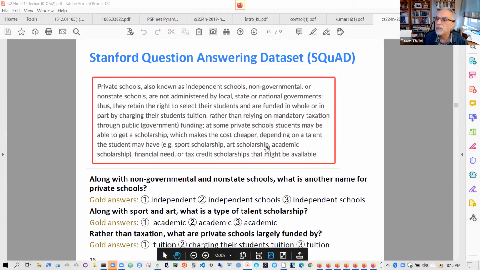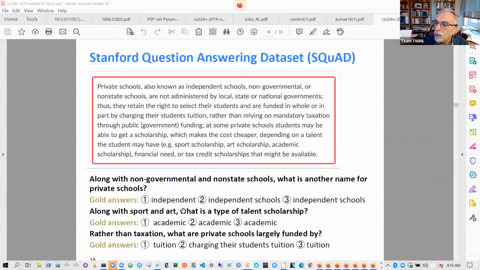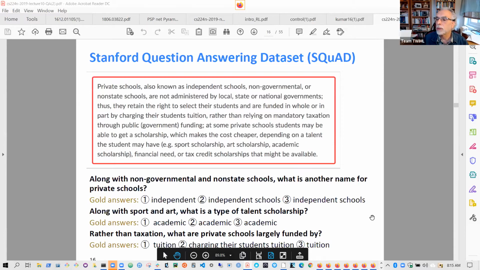So here's an example, a passage, and then here's a question where all three gave the same answer, and here's another question where all three gave the same answer, but then here's a question where two different answers were given. So that just makes it a little bit more lenient in the scoring, because there could be possible different answers.